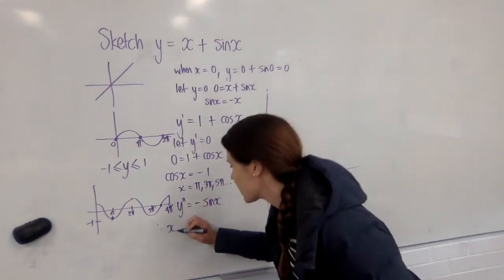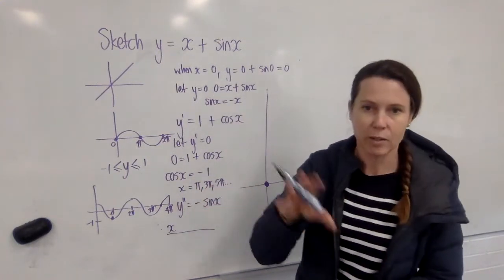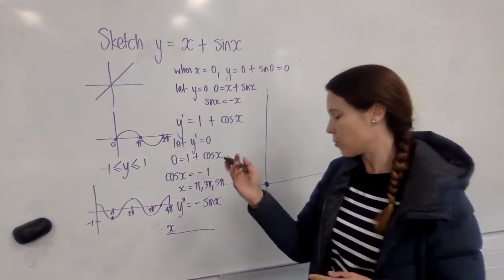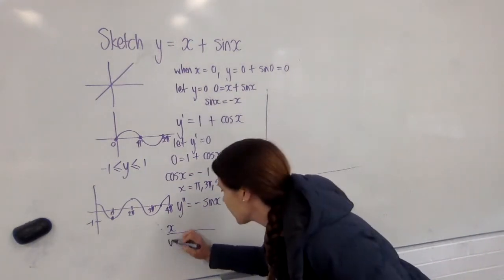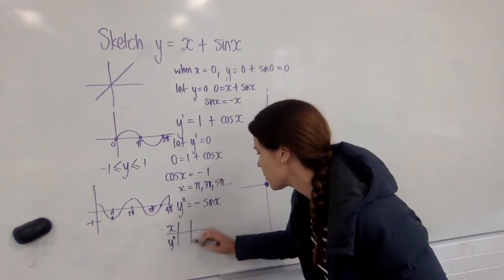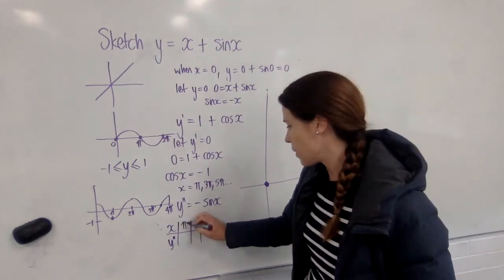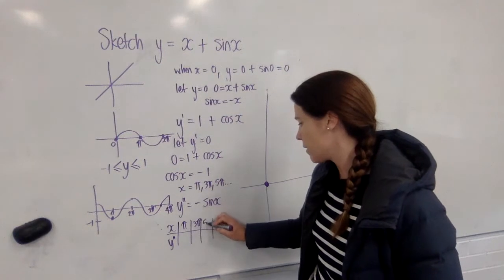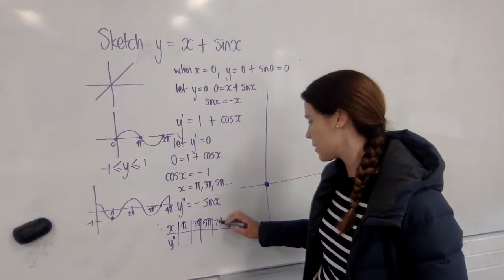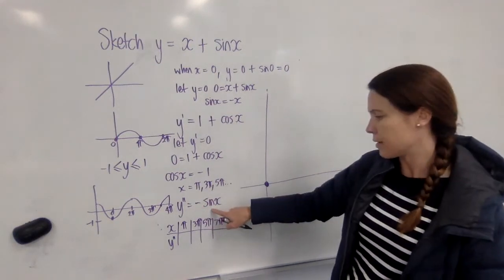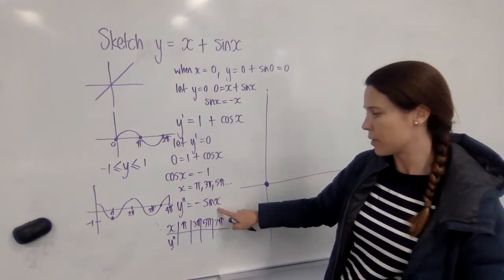Now, I'm going to put it into a table rather than say when x equals this, the double derivative is that, when it's this. Otherwise, I'll be there all day. So let's make ourselves a little table here. All right, when x equals pi, 3 pi, 5 pi, etc., what is the negative sine of those angles?